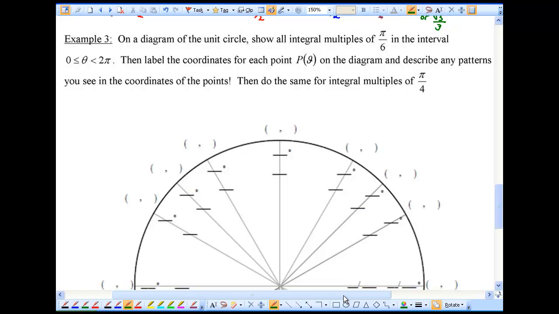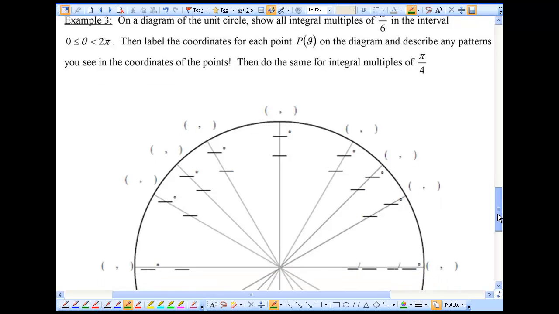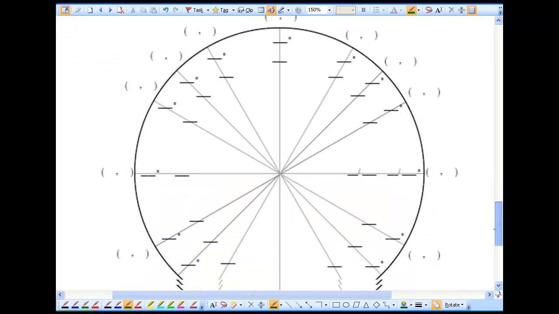Now, before we do this, let me just ask you to fill in the degree measures. Let's do that first.